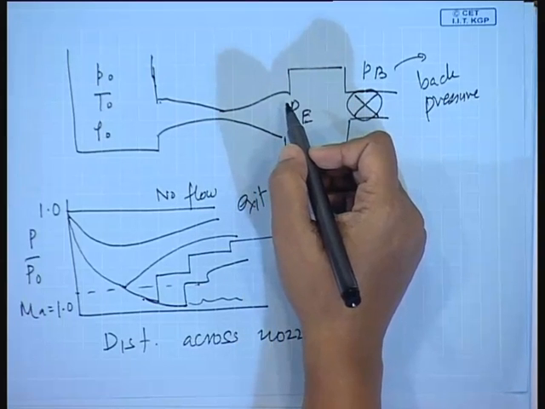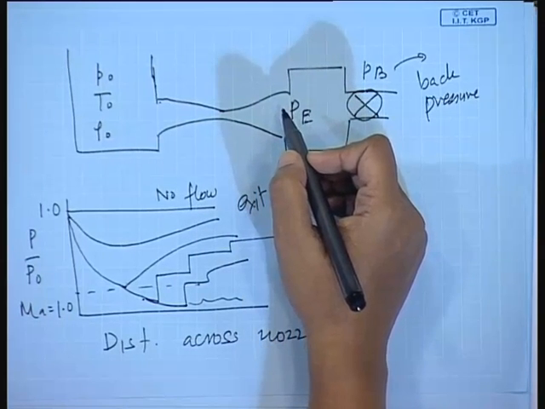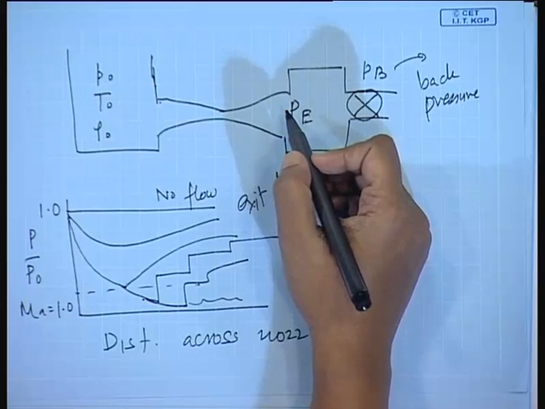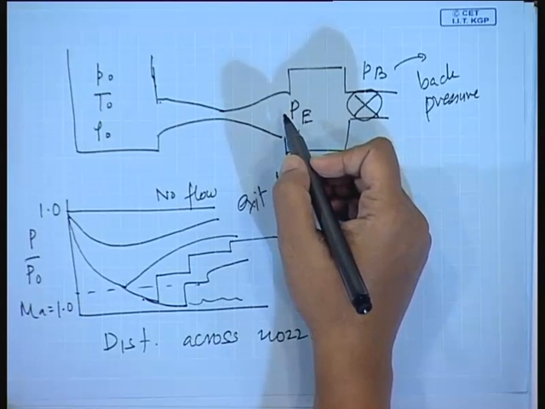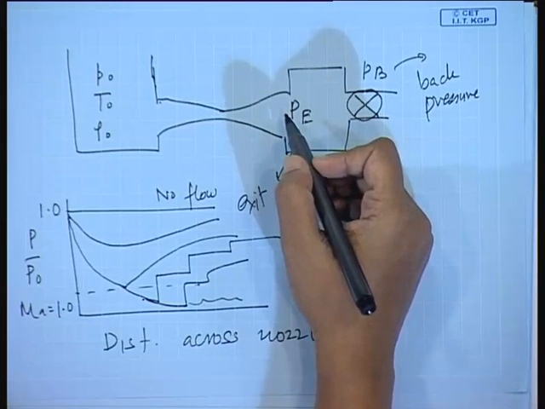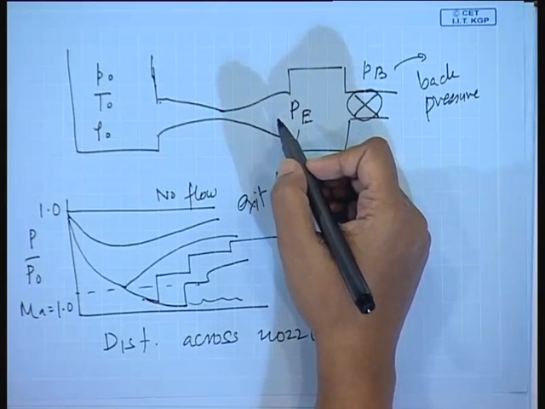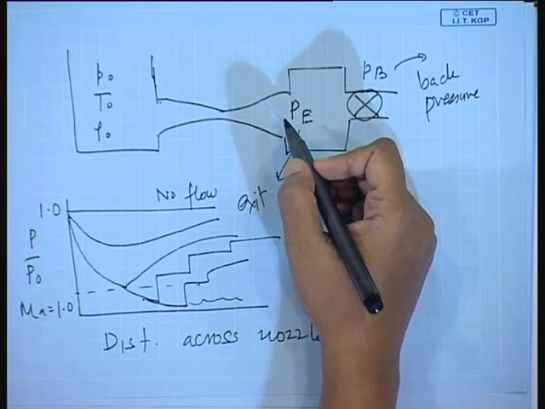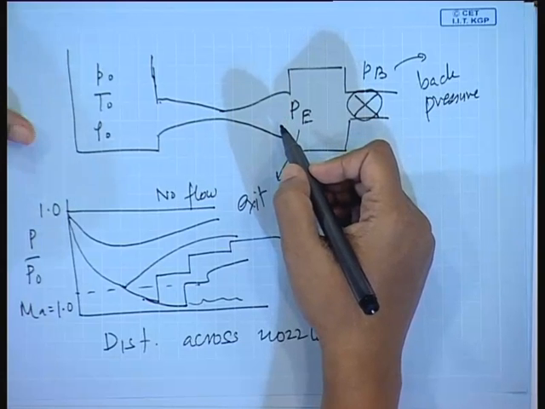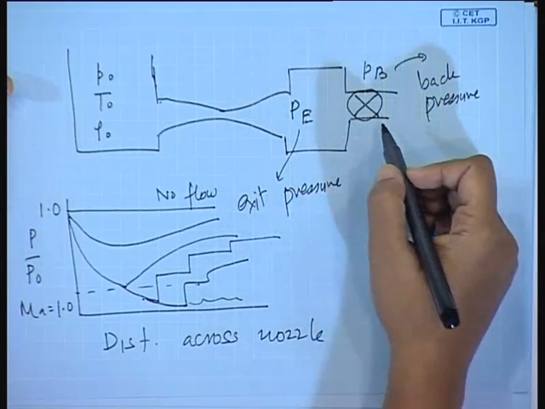And so, in this particular case, the position of the shock moves downstream as PB is decreased. And finally, the normal shock stands right at the exit plane. The flow in this section is now supersonic, and after that, we cannot adjust it any further.